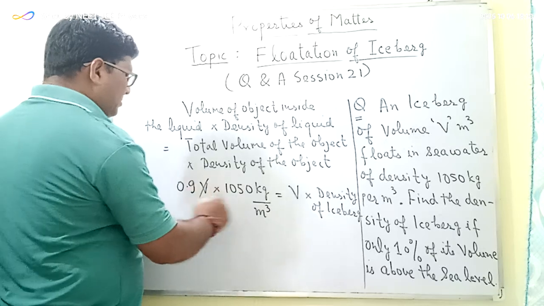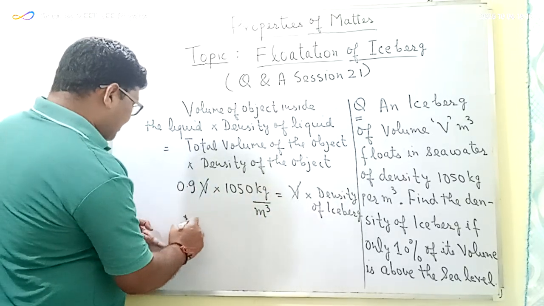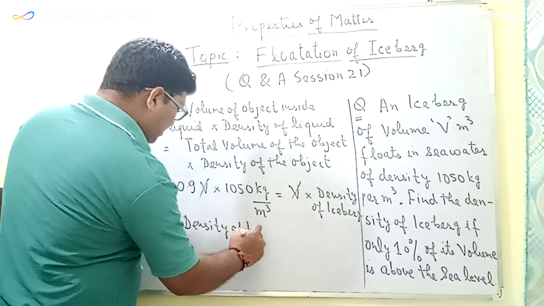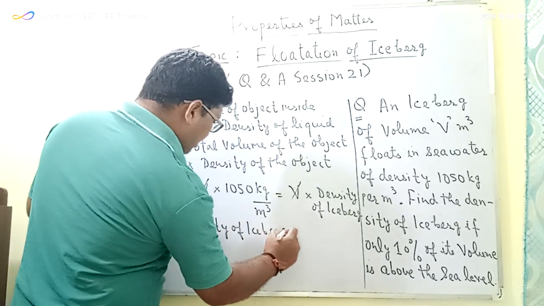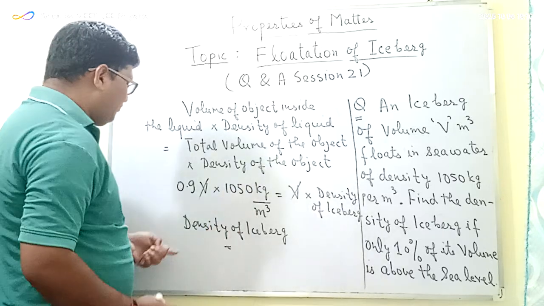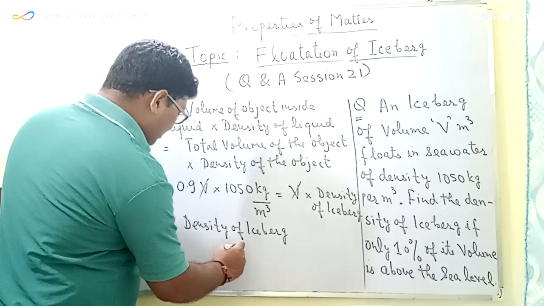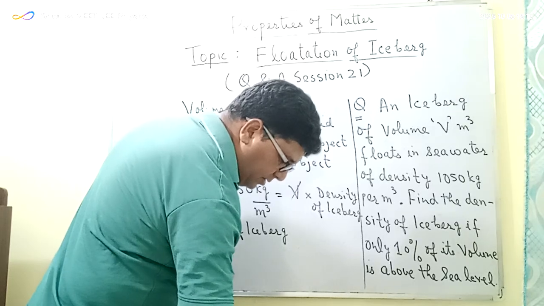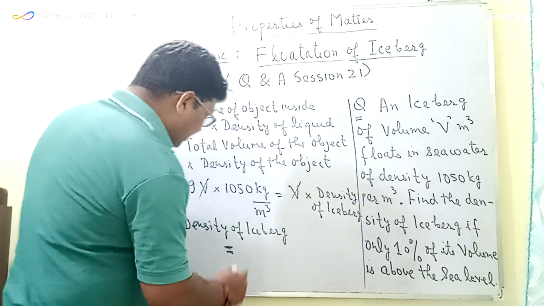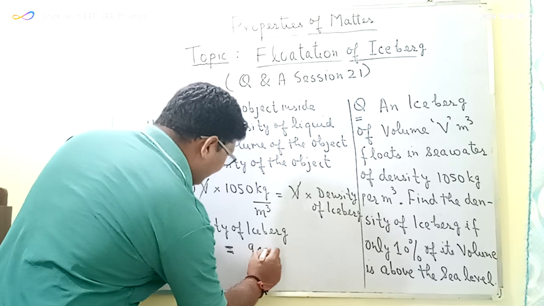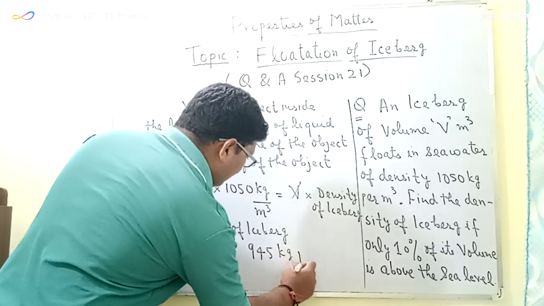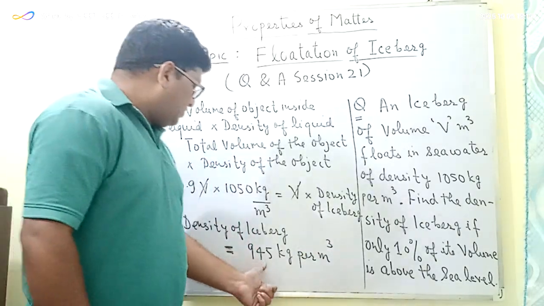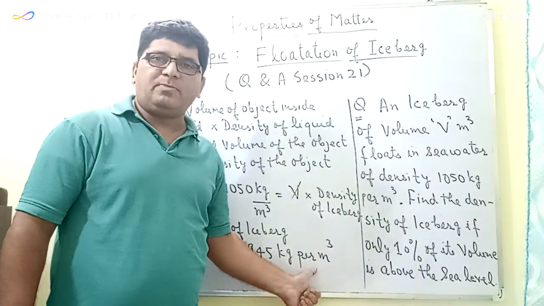So from here, the density of the iceberg is equal to 1050 into 0.9, which is equal to 945 kg per cubic meter. So the density of the iceberg is equal to 945 kg per cubic meter.